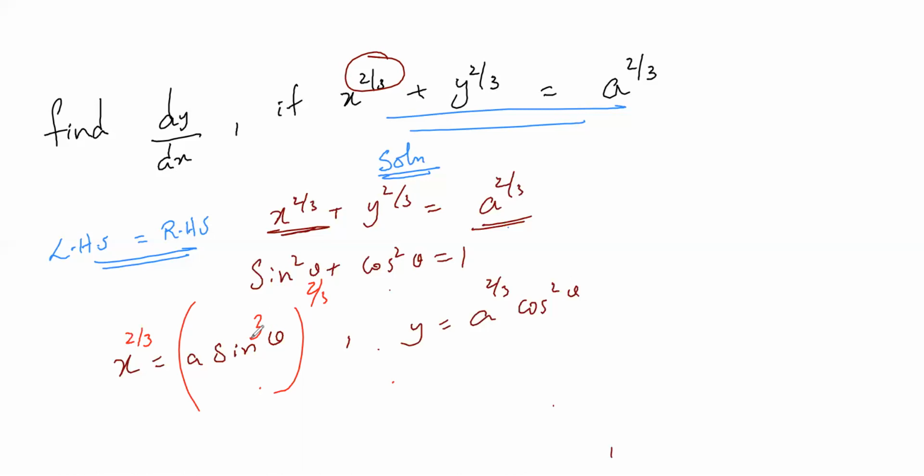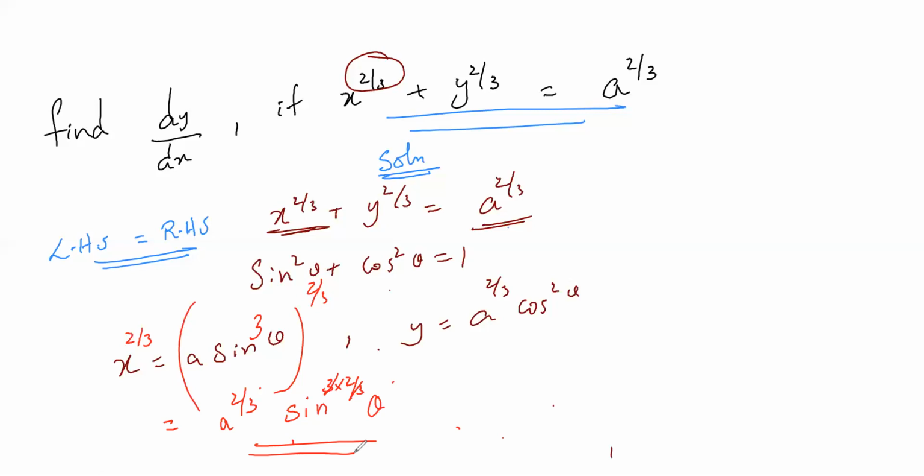Correct? A sine cube. If I expand this, what am I getting? A power 2 by 3 and sine 3 into 2 by 3. That is nothing but what? 3 into 2 by 3 is what? 3 and 3 will get cancelled. It is sine square theta only.